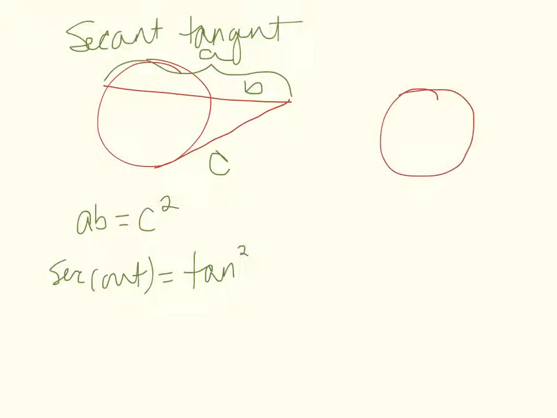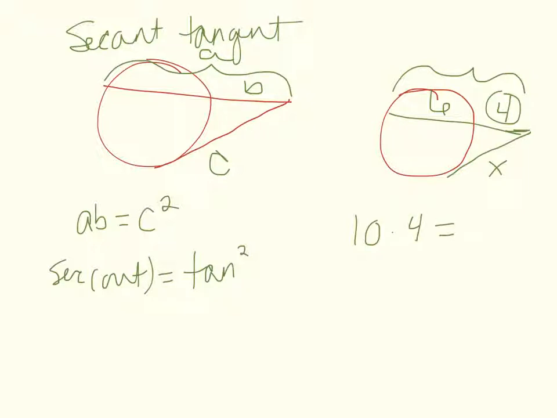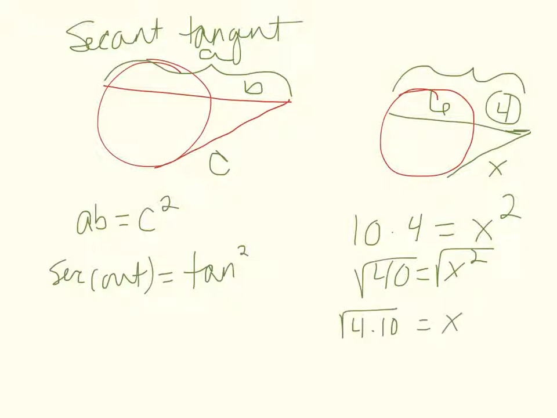So let's go ahead and take a look at an example of it. If I have a secant and a tangent, I'm going to say that this is 4 and this is 6, and I'm going to ask, what is the tangent? Well, again, it's sec, so the whole thing, 10, times the outside, 4, equals tangent squared. So that would be 40 equals x squared. If I square root both sides, this would be 4 times 10, and I can bring out the 4 as a 2. So 2 square roots of 10 equals x. That would be our x.